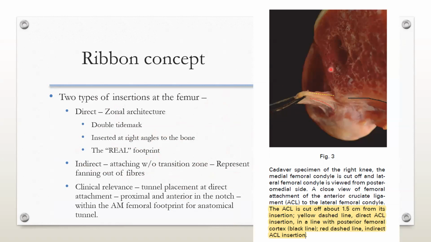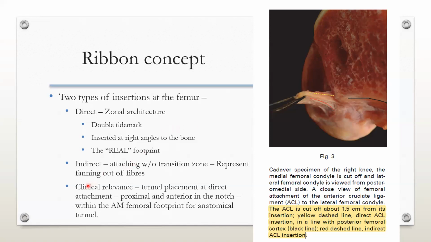So if we look at the picture here, this is a sagittal cut of the femur at the level of the intercondylar notch with the ACL stripped off from the tibial attachment. The fibers along the yellow line seem to attach into the anterior border of the lateral intercondylar ridge. It seems to be in line with the posterior femoral cortex. And these fibers also seem to be attached at 90 degrees to the bony attachment. However, the rest of the insertions in the posterior part of the femoral condyle look like mere fanning out of the fibers attached to the rest of the crescent-shaped area.